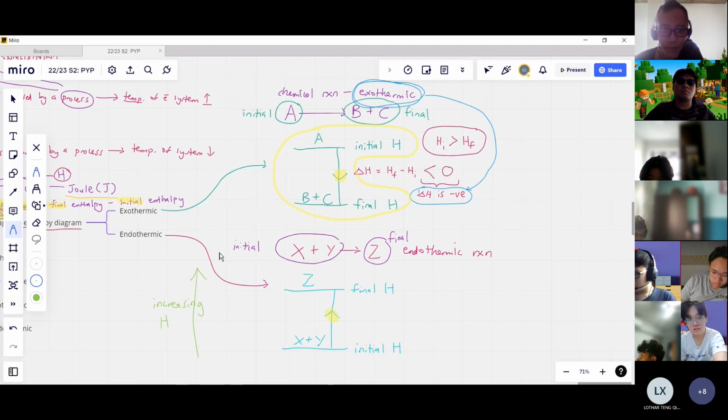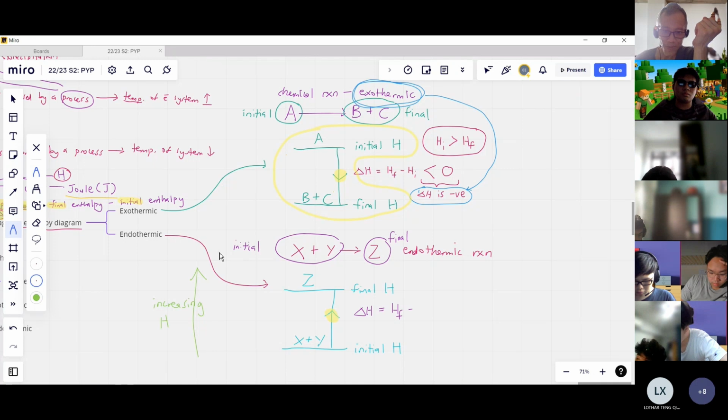Okay, what else can you talk about for this endothermic reaction? Now, you need to mention delta H as always. How is the enthalpy change? So delta H is always final H minus initial H, always, because you look carefully here.